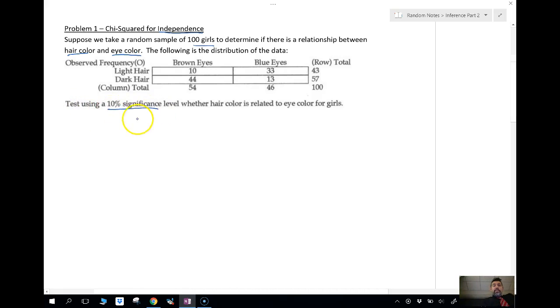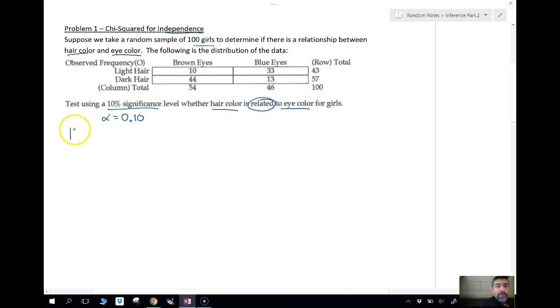Test using a 10% significance level, so we know alpha is 0.10, whether hair color is related to eye color. So the word related tells us we're going to use a chi-square test for independence. The alternative hypothesis is always that the two variables are related. The null is always that they're not related, or they have no association, no relationship, or in other words, they're independent. Regardless of what the problem is asking us to do, those will always be the same.